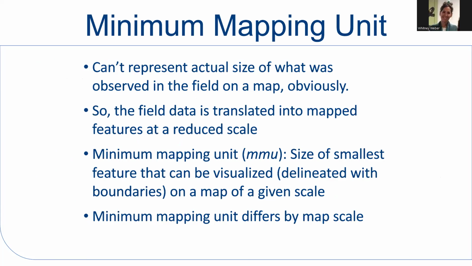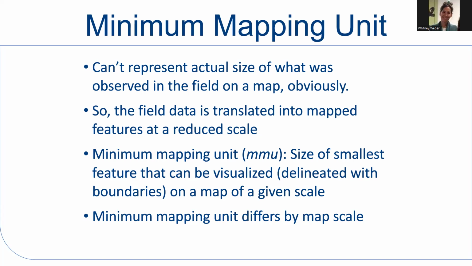The minimum mapping unit is used because we can't actually represent the size of what was observed in the field on a map, right? So the field data is translated into mapped features at a reduced scale. We refer to this as the minimum mapping unit. So the minimum mapping unit is the size of the smallest feature that can be visualized or delineated with boundaries on a map of a given scale.